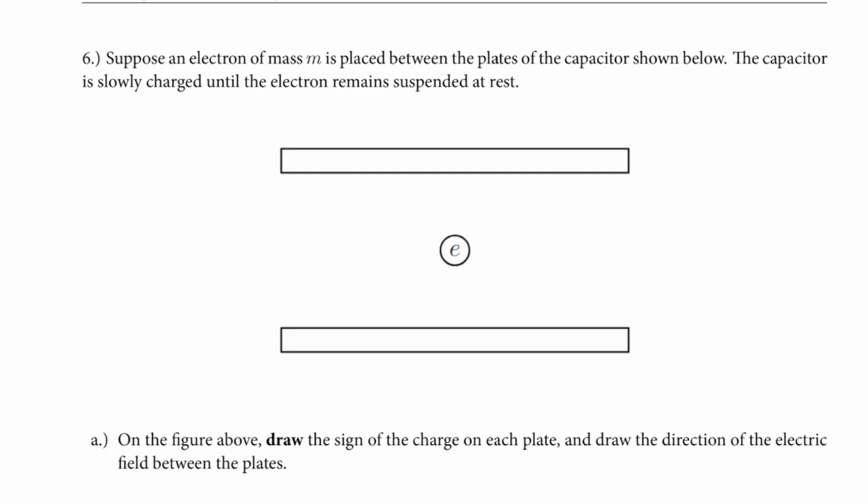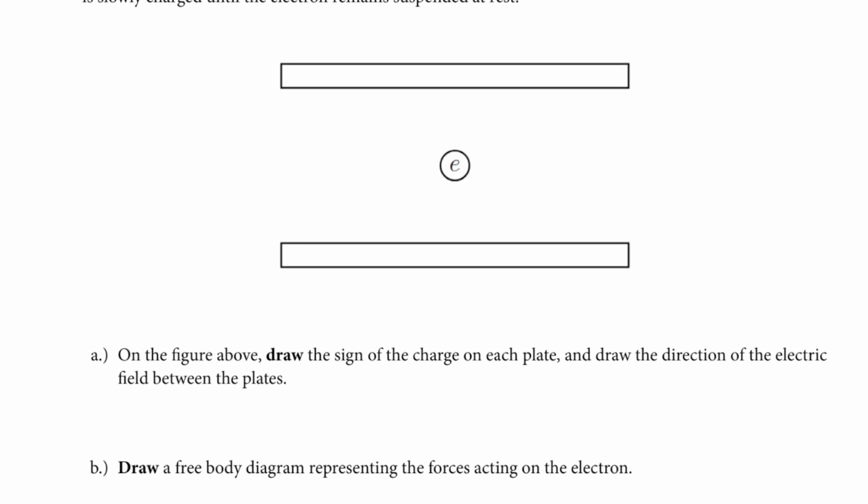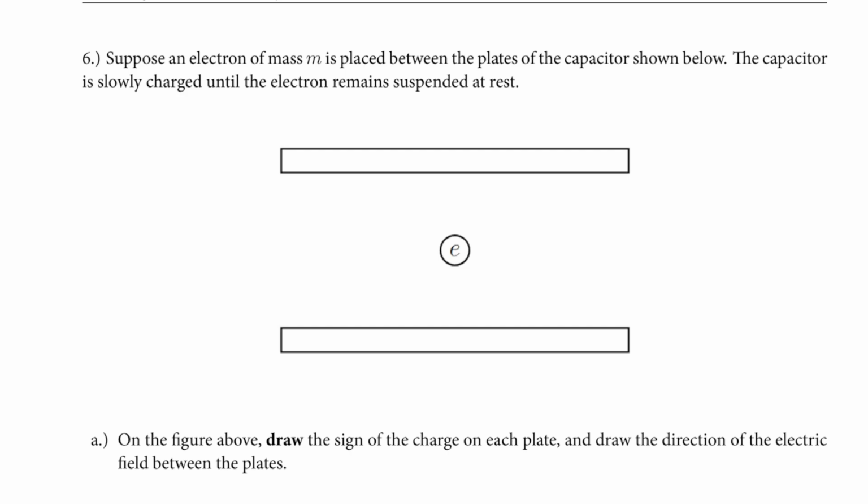So here's an example of some balanced forces. An electron of mass m is placed between the plates of a capacitor. The capacitor is charged, and the electron remains floating at rest here. So first of all, we know that if the electron is just floating here, it, of course, is going to have a gravitational force mg downwards because it has mass, and it must be experiencing an electric force upwards.